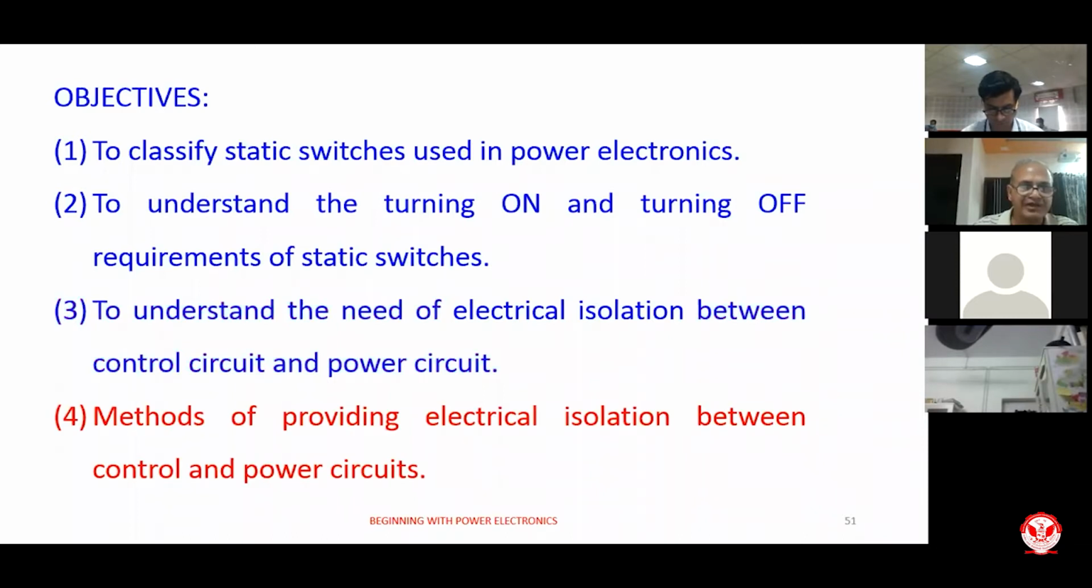Then the role between control circuit and power circuit. Although you get ready-made drivers in the market, what kind of driver is supposed to be purchased, that you should know. And there are three important techniques we will be discussing by which you provide the isolation, and you have to pick one of these three.